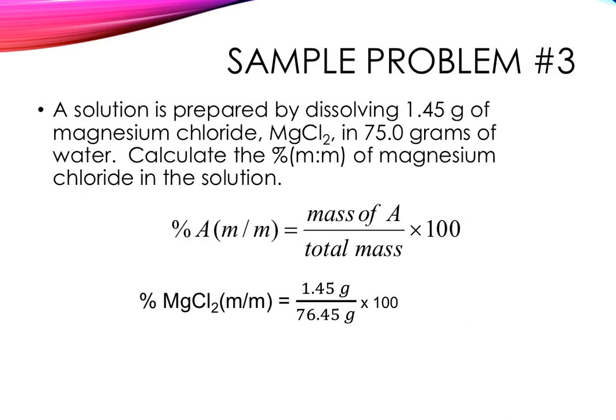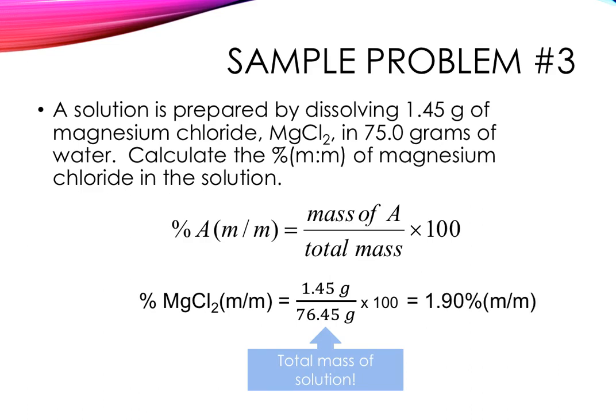So it would be 1.45 grams, that's my solute, over the total mass of the mixture, where I have to add the 750 plus the 1.45 grams, and multiply that by 100, right? Remember, total mass of the solution with these percent solution problems, and I get 0.193% mass to mass. I knew everything to at least 3 sig figs, so I'm reporting my answer that way.